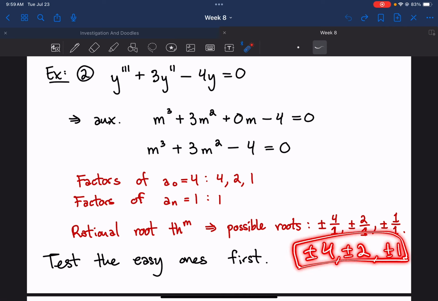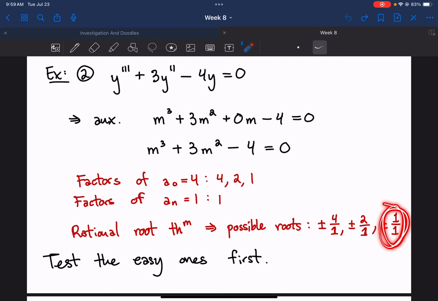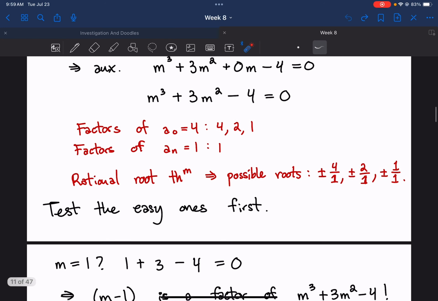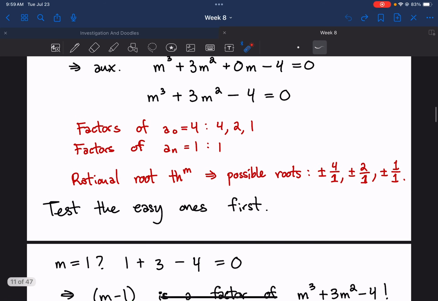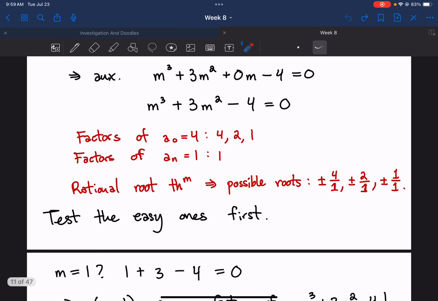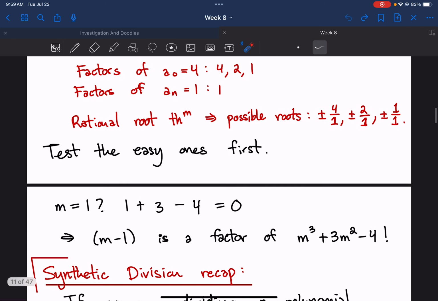Test the easiest ones first. In this case, these are the easiest ones. m equals 1. If you plug 1 into this equation, you get 1 cubed is 1, 3 times 1 is 3, minus 4. 1 plus 3 minus 4 is 0, which means m equals 1 is a root, which means m minus 1 is a factor.